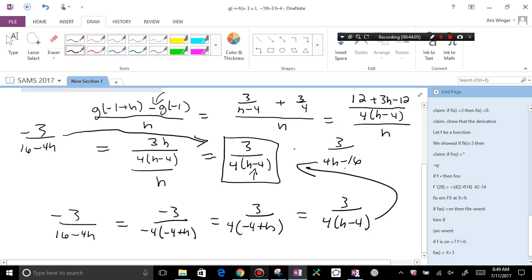So negative 3 over 16 minus 4h is the same thing as 3 over 4 times h minus 4. So 3 over 4h minus 16 and negative 3 over 16 minus 4h, they're equal, right? So they just factored out a negative and they cancel? Yeah, so this is negative 3 over negative 4h minus 16. Okay.